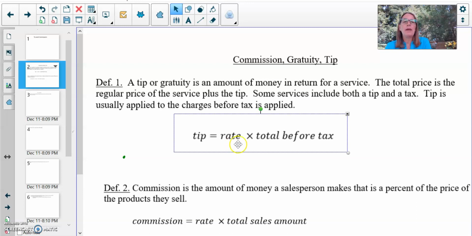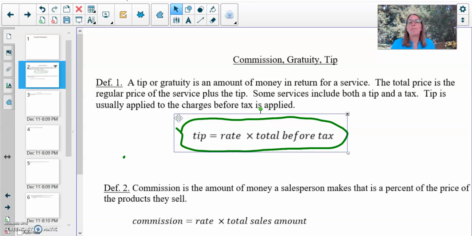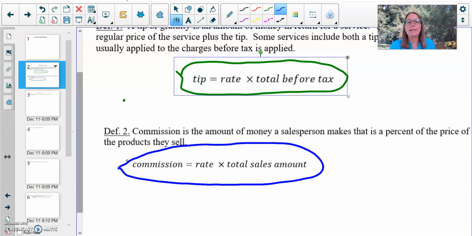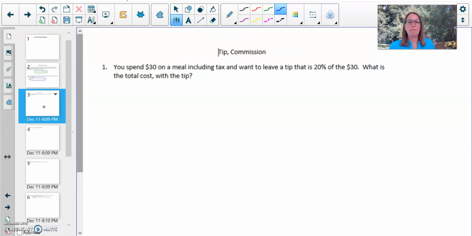So to find the amount of a tip, we're going to change the percent to a decimal and multiply it by the subtotal before the tax is applied. So tip is a percent increase. Commission is the amount of money a salesperson makes that is a percent of the price of the product that they sell. So to find commission, we're going to multiply the percent as a decimal by the total amount of the sale. Okay, so let's get some examples.